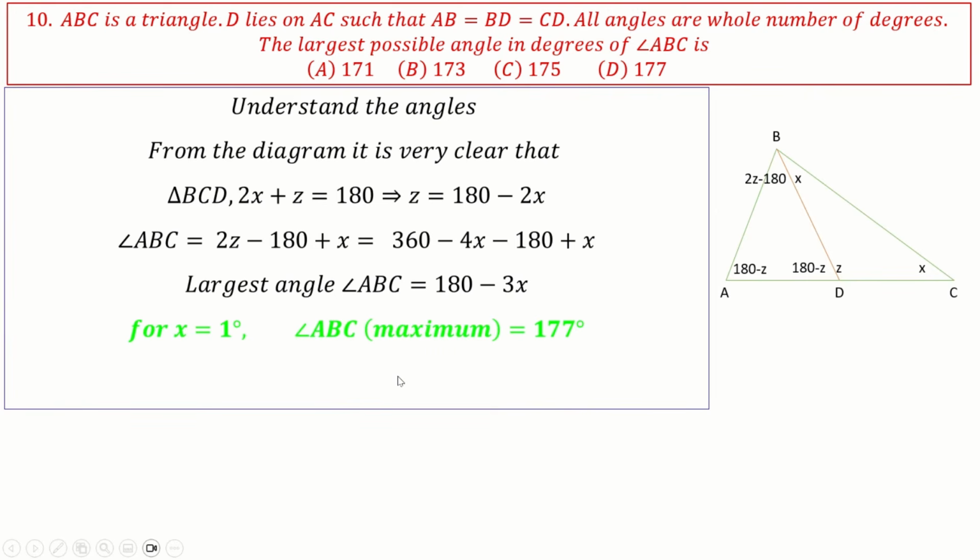Option D is the correct answer. Yeah, this is easy. You have to just populate the angles correctly.